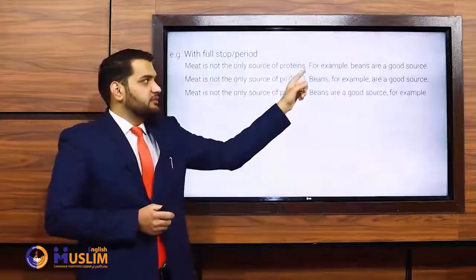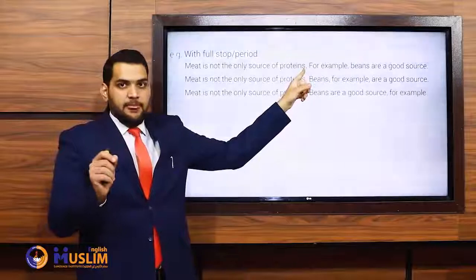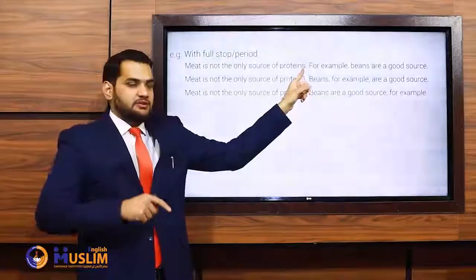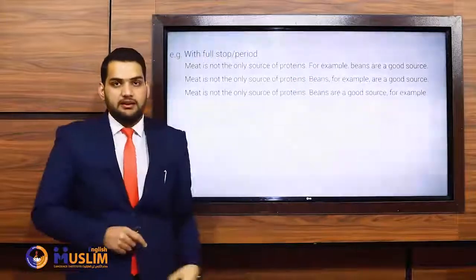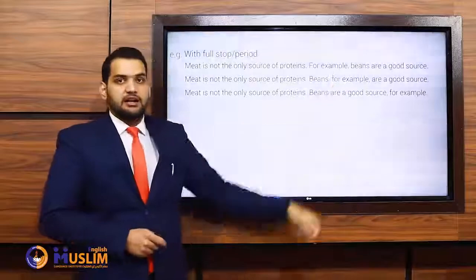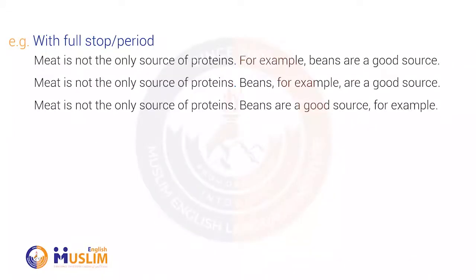Now, if you see, before the transition, we have a full stop, and you can also use a semicolon. But in that case, remember, if you use a semicolon instead of a full stop, you have to use a small letter after the semicolon. And after the transition, we've got a comma. Number two, meat is not the only source of proteins. Beans, for example, are a good source.